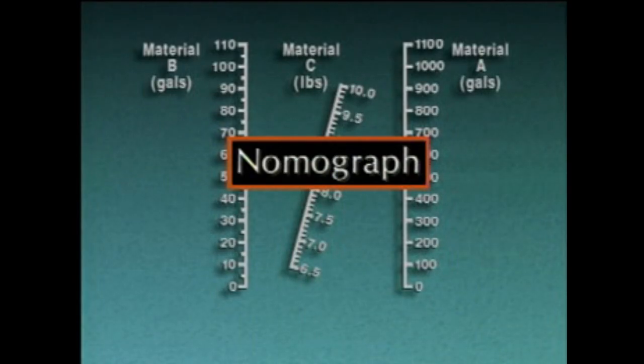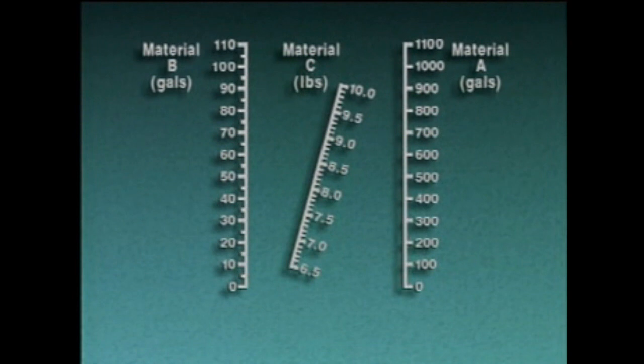A nomograph is a graph that uses 3 or more different scales to represent the values of 3 or more variables. When a nomograph is used, an unknown value can be found by drawing a line through 2 known values. For example, if we need to know how much of a material must be added to a mixture to make a product, we might use a nomograph like this one.